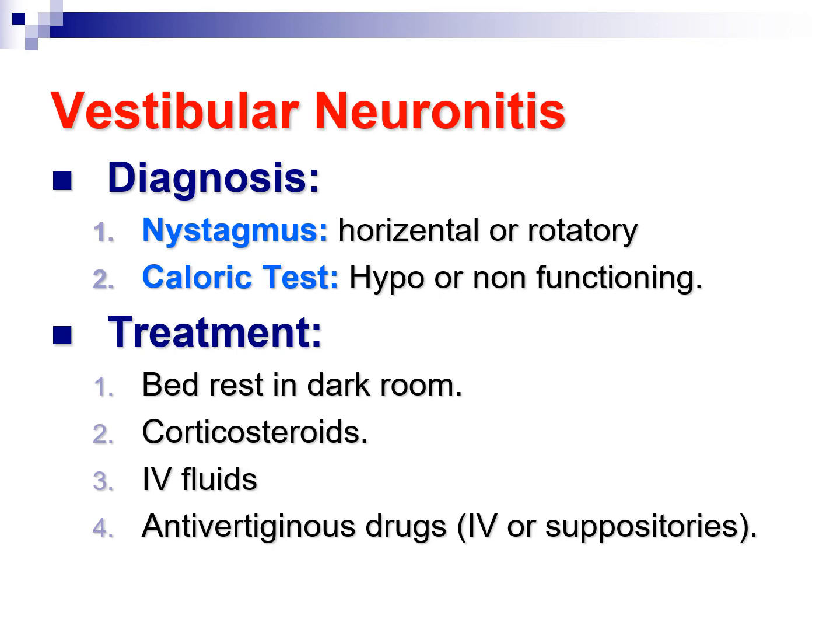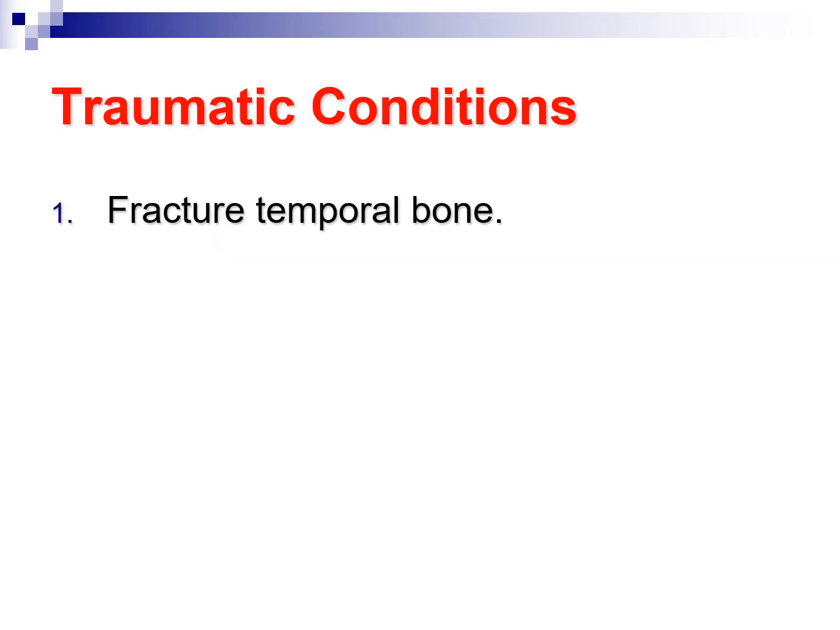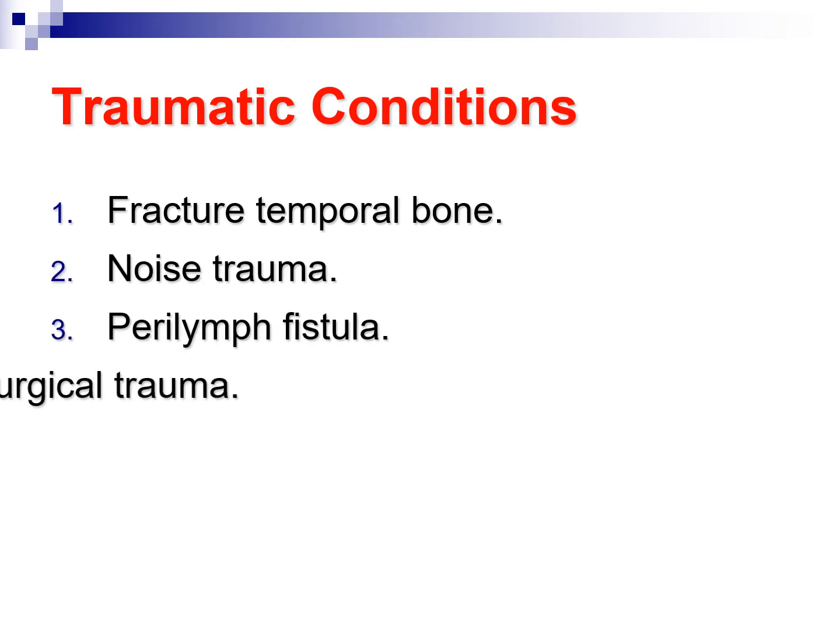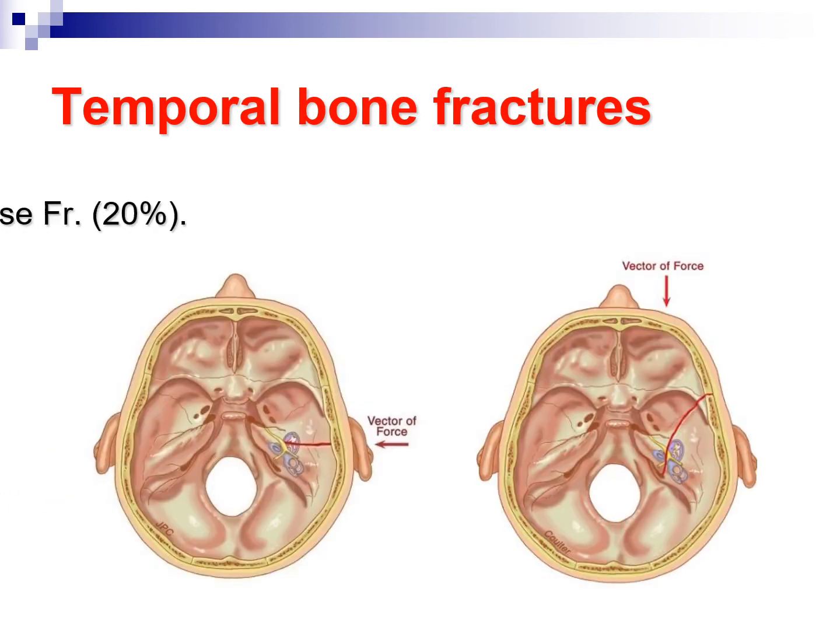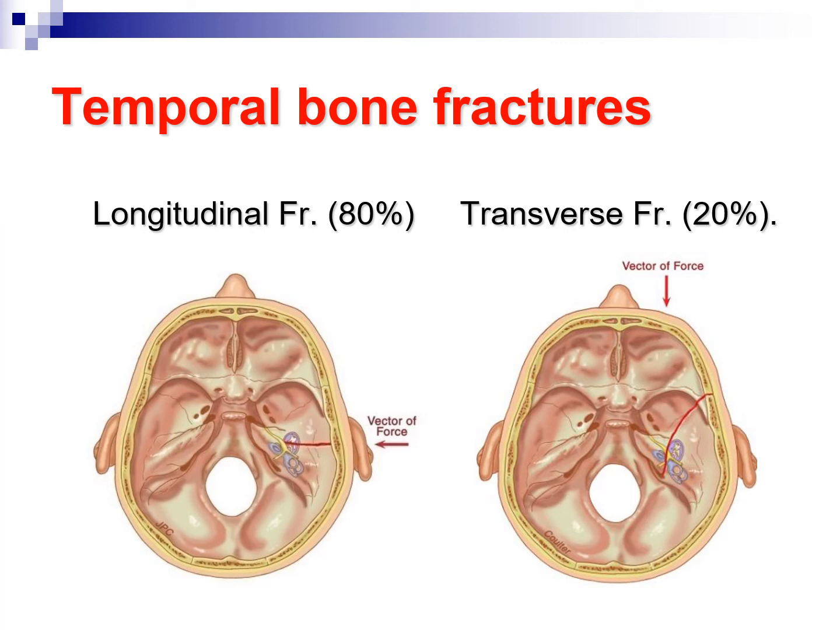Traumatic conditions: there are so many. The most famous are fractured temporal bone, noise trauma, perilymph fistula, surgical trauma, radiation injury, and inner ear barotrauma. Temporal bone fracture is the commonest inner ear trauma, and we classify them according to their orientation relative to the longitudinal axis of the temporal bone into longitudinal fracture and transverse fracture. The longitudinal one is the most common with 80% incidence, while the transverse is 20%.